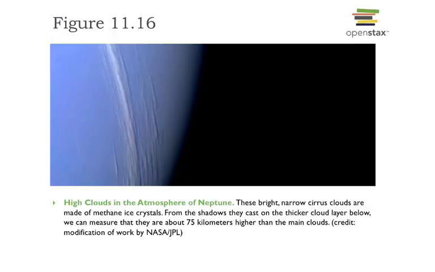Here's an actual image of the atmosphere on Neptune. And we could see that cloud line towards the center of that image there. And so those white clouds contain methane ice crystals, and they are slightly higher than the main cloud line.